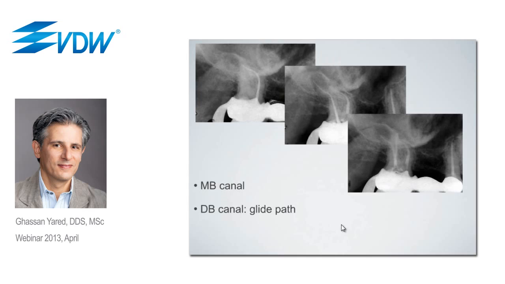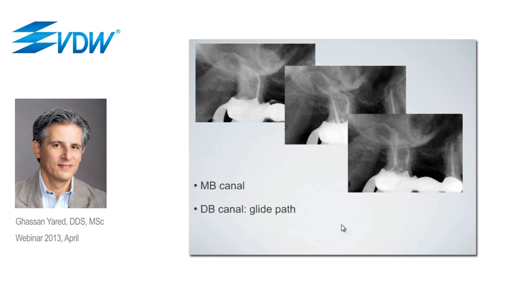This is our case, an interesting case. So the axis was obtained. The estimated length was determined for the different canals. The stopper was placed at the estimated length minus 4 or 5 millimeters. I started with the MB canal, which is strongly curved.